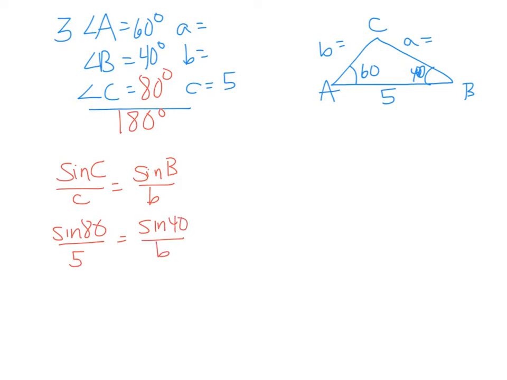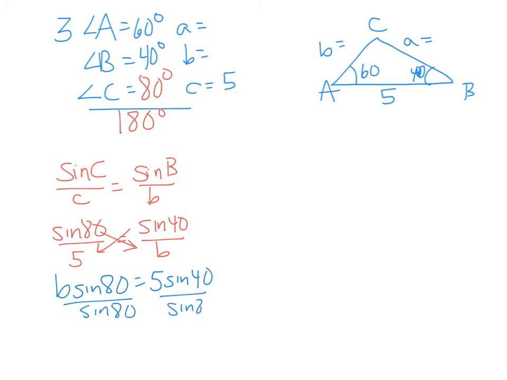Now, when your variable is on the bottom, on the denominator, I suggest that you cross multiply. You make fewer mistakes. So we're going to do B times the sine of 80 is equal to 5 times the sine of 40. And we divide both sides by the sine of 80. And that cancels the sine of 80 out, and we get that B is equal to 5 times the sine of 40 over the sine of 80, and B comes out to be 3.3.